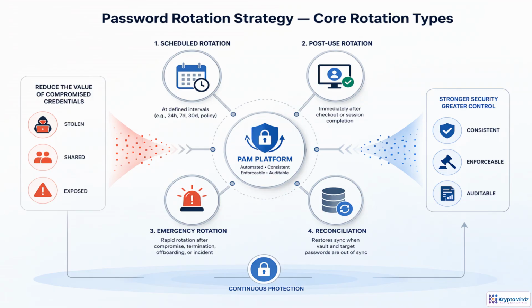Password rotation shrinks the window in which a credential is useful to an attacker. Scheduled rotation changes passwords on a predictable policy, such as daily, weekly, or monthly. Post-use rotation is tighter. Once a user checks out a credential or completes a privileged session, the password is changed immediately. Emergency rotation is the rapid response option after compromise, termination, vendor offboarding, or an active incident. Reconciliation handles drift when the vault's password no longer matches the target system. Together, these patterns make rotation consistent, enforceable, and auditable.